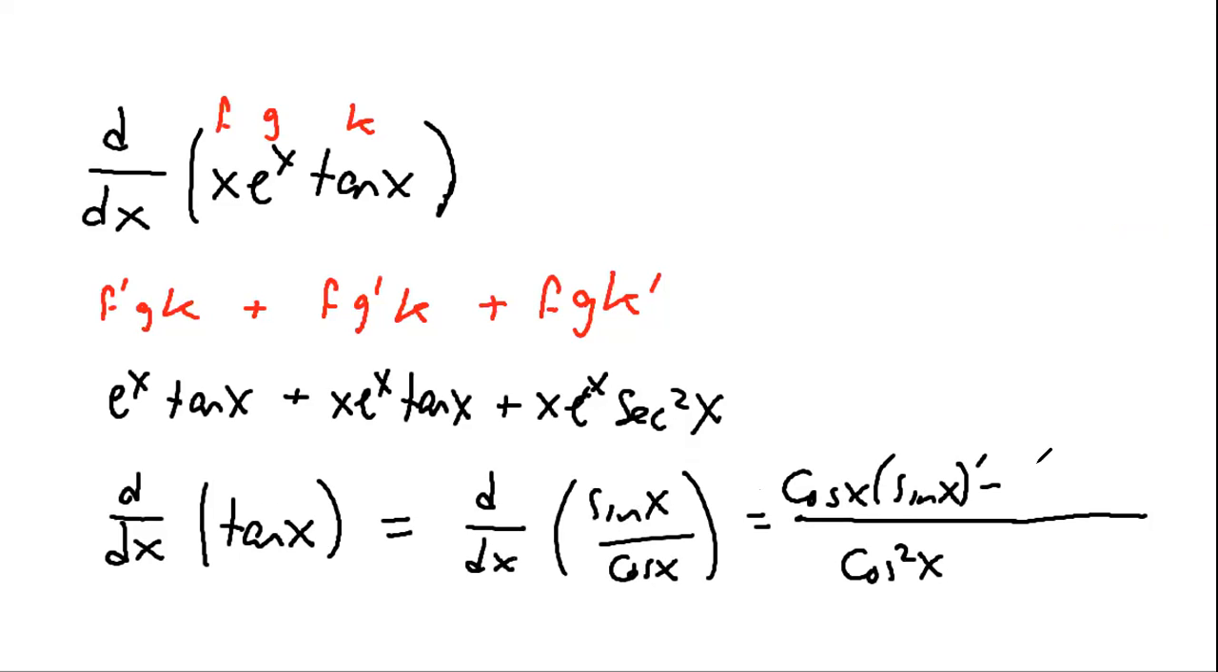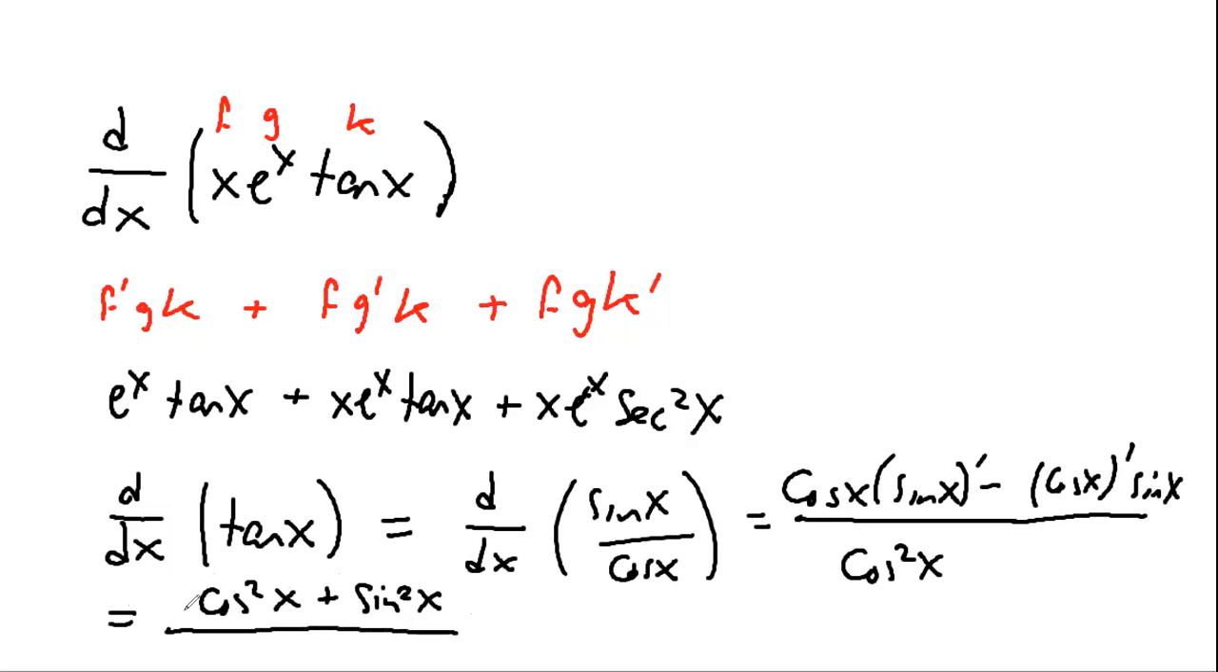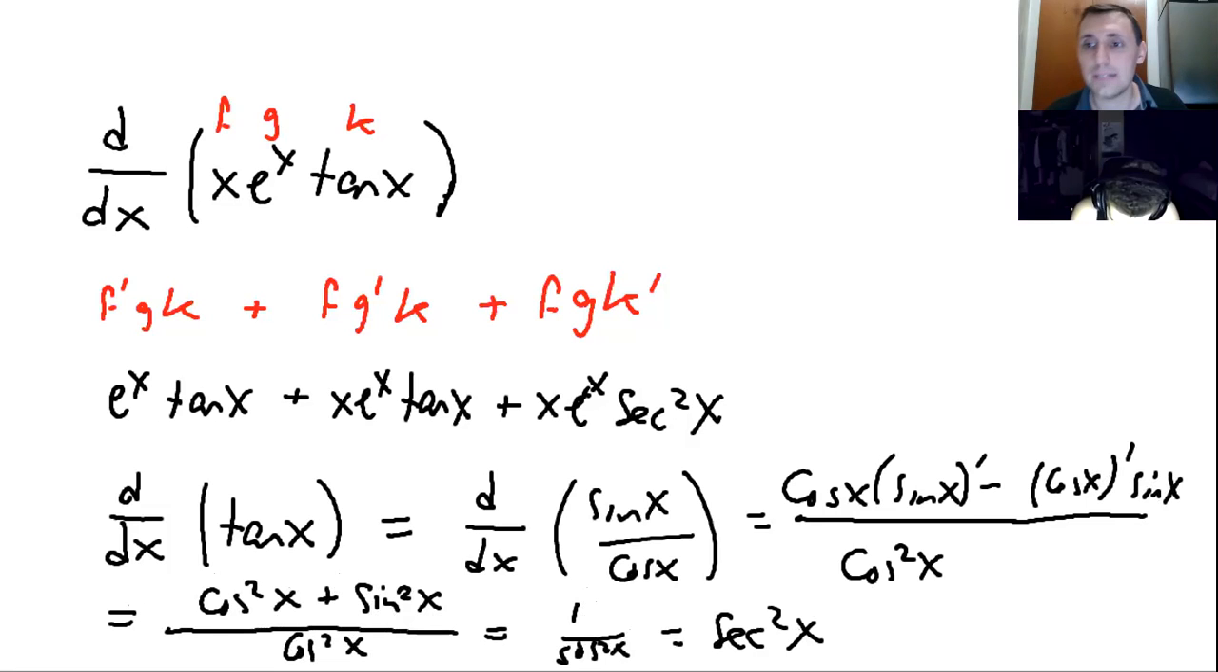Now the roles are reversed. It's now the derivative of bottom function times top function. And what you get is that numerator is simply cosine squared plus sine squared divided by cosine squared x, or 1 over cosine squared x, which is secant squared x. As simple as that. Yes?